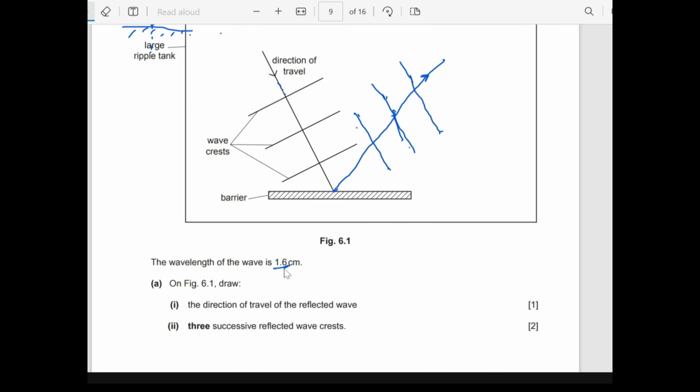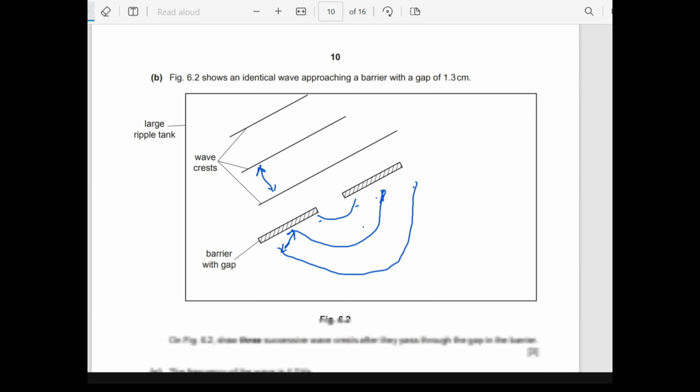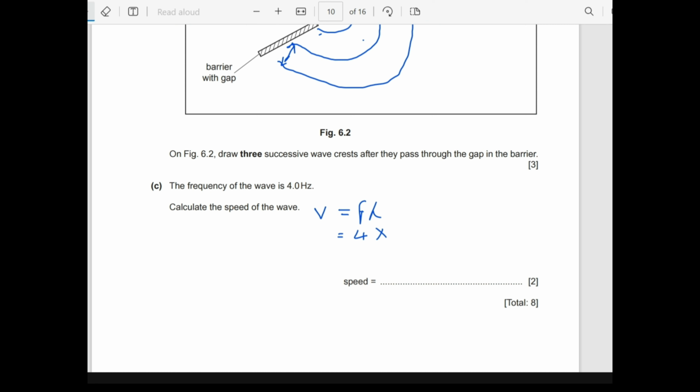The wavelength is said to be 1.6 centimeters. So we can calculate using 1.6 centimeters. But don't forget to convert centimeters to meters. That's 1.6 times 10 to the power negative 2 meters. And if I punch this in the calculator, I'm getting 0.064. Remember, speed is measured in meters per second.